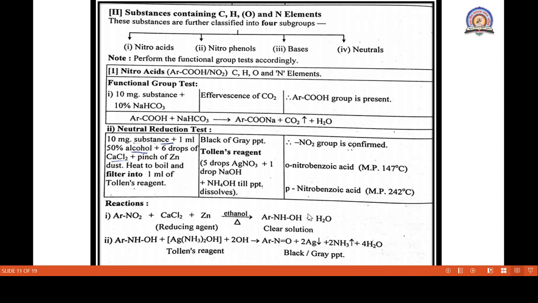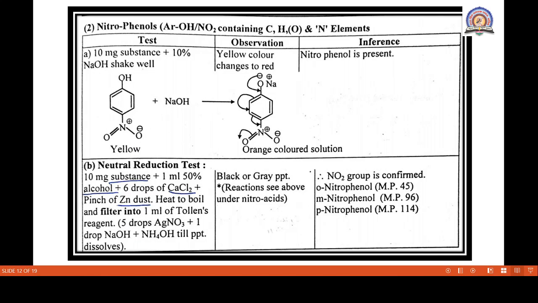Okay. Then nitrophenols. To that substance we add NaOH, the yellow color changes to red, that is, nitrophenols are present. Again, same as before, we perform the neutral reduction test. Same way we get the black or gray precipitate, the NO2 group is confirmed. Again, by taking the melting point we conclude which type of nitrophenol is present.